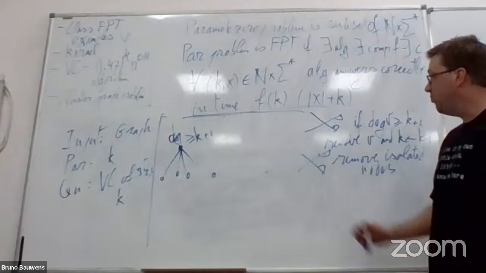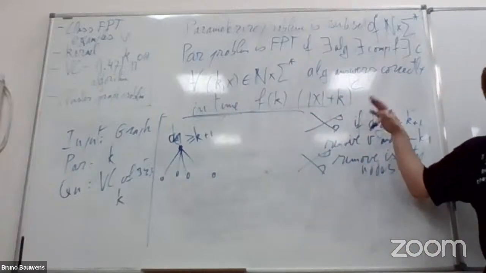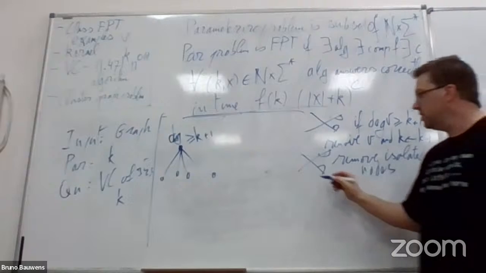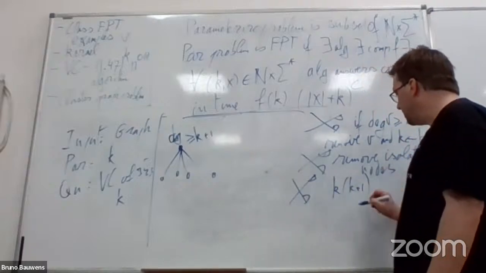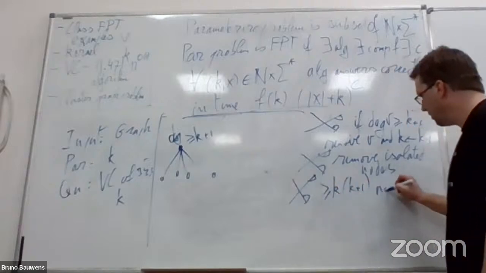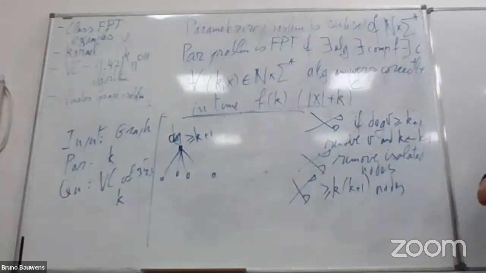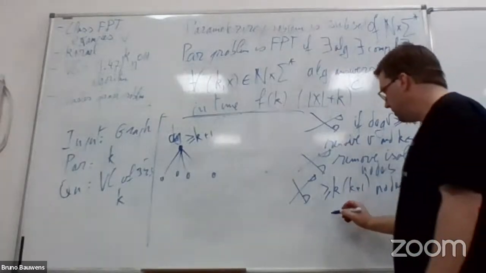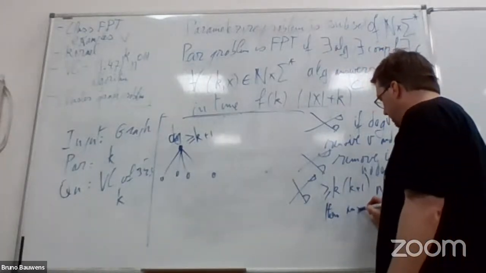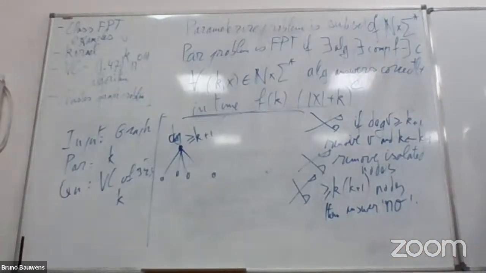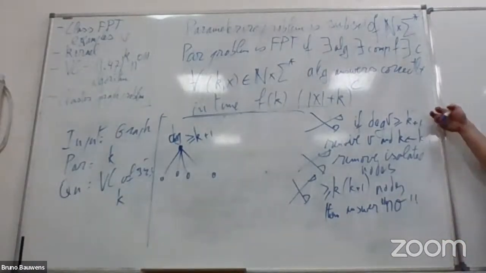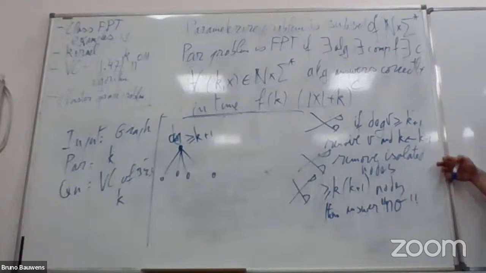Okay. And then if we have applied all the rules until it's no longer possible, there is a third rule. If the graph has more than k times k plus 1 nodes, then we answer no: no vertex cover of size at most k. Okay, so now we understand why the first rules are correct. It's obvious. Now, why is this rule correct?